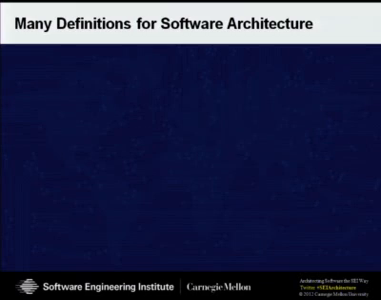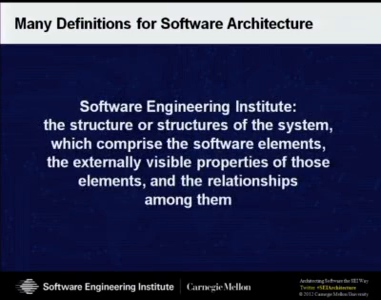But of course, the SEI, we have the correct definition of software architecture, and that is software architecture is the structure or structures of the system which comprise the software elements, the externally visible properties of those elements, and the relationships between those elements.